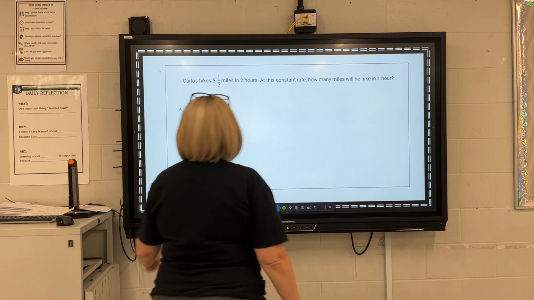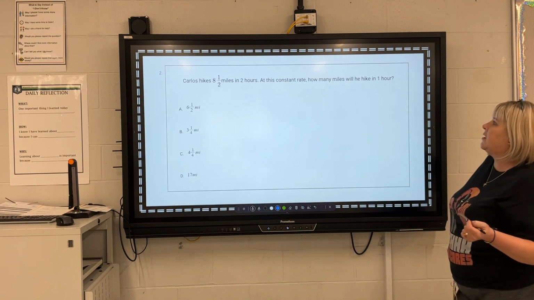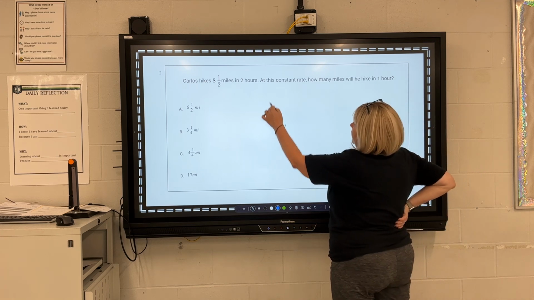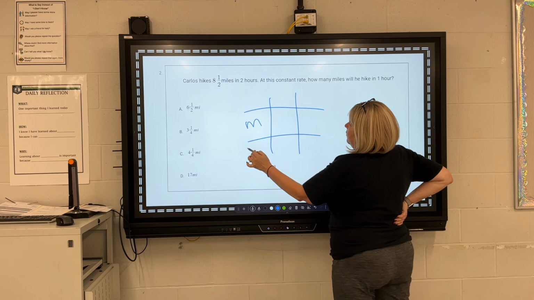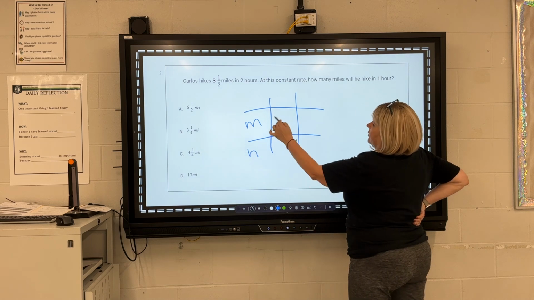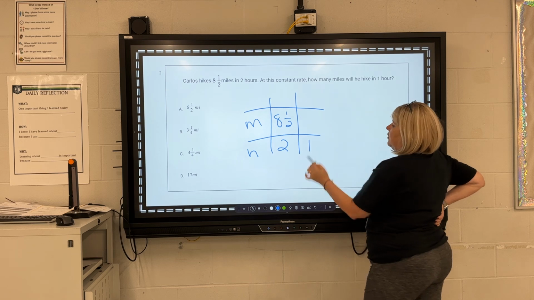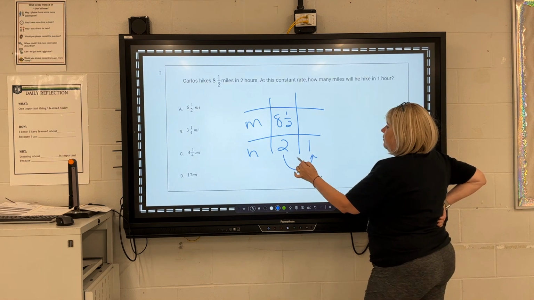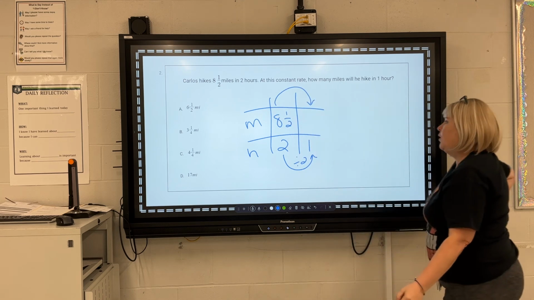Number 2, Carlos hikes 8.5 miles in 2 hours. At this constant rate, how many miles will he hike in 1 hour? Okay, so once again, we got miles, we got hours. Miles is 8.5 in 2 hours. We want to know in 1. So what did we do to 2? To get 1, we divided by 2. We're going to do the same here.